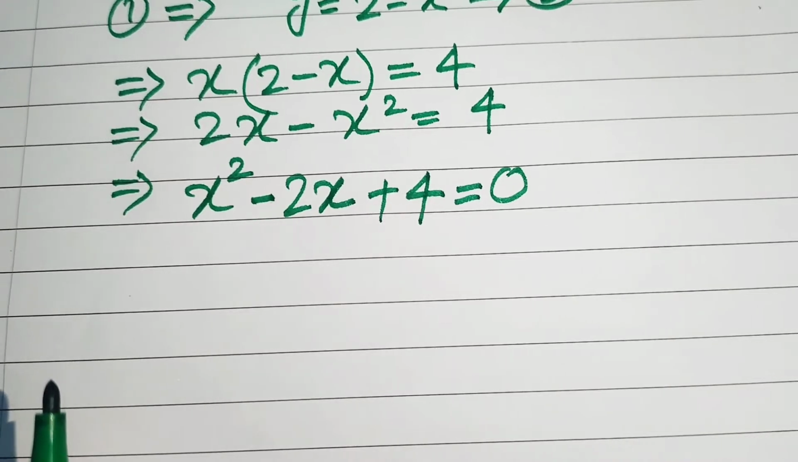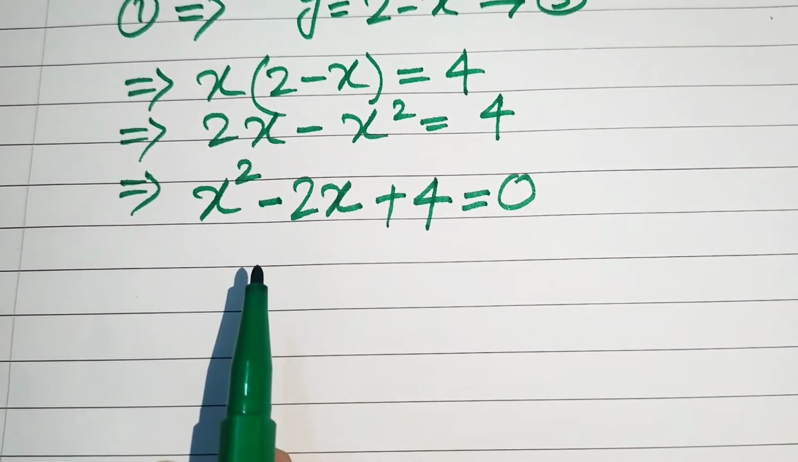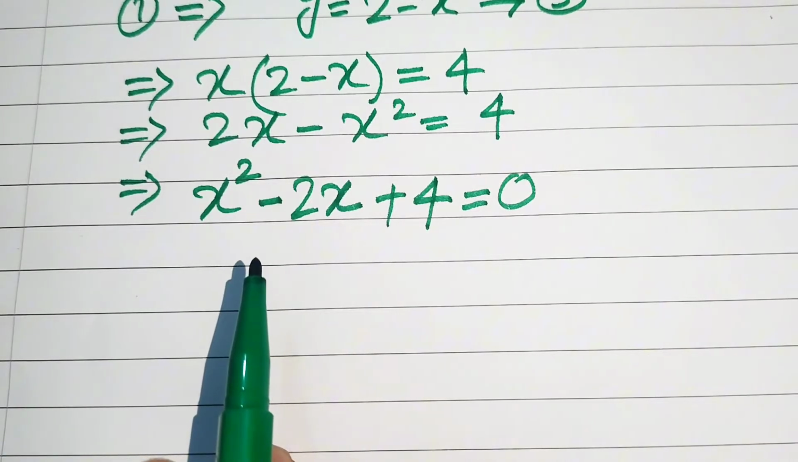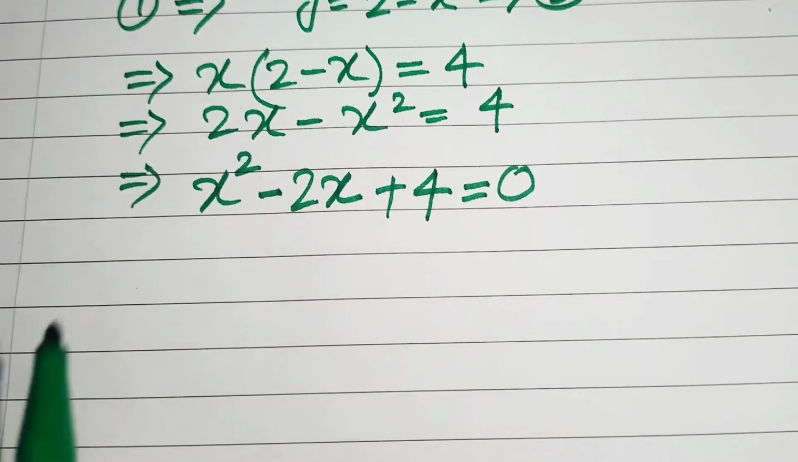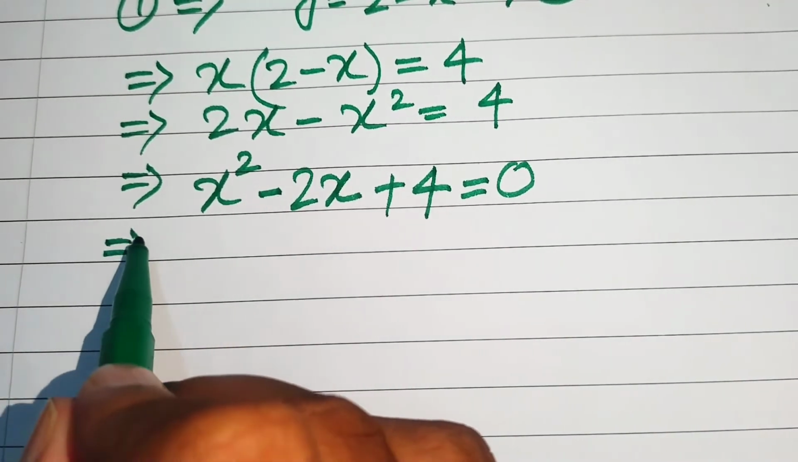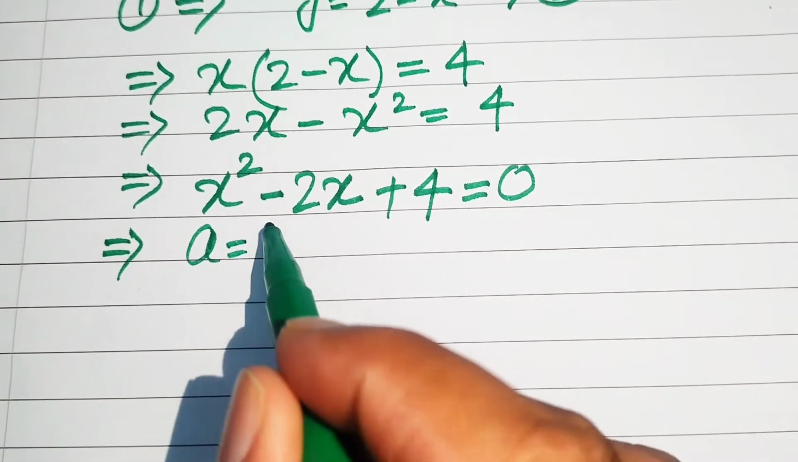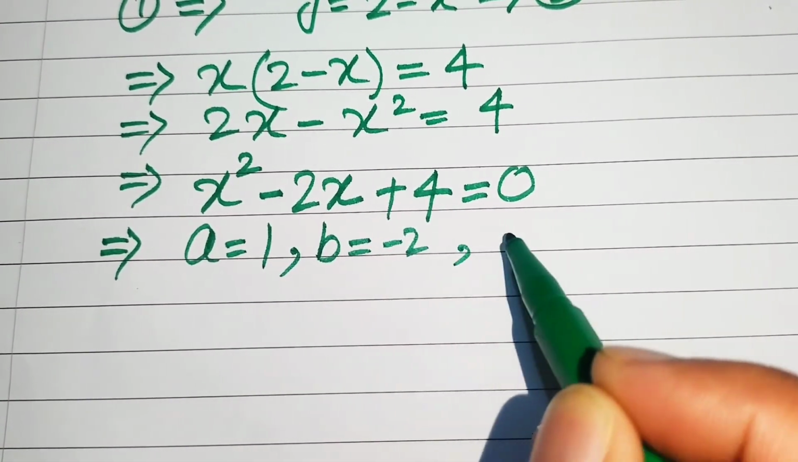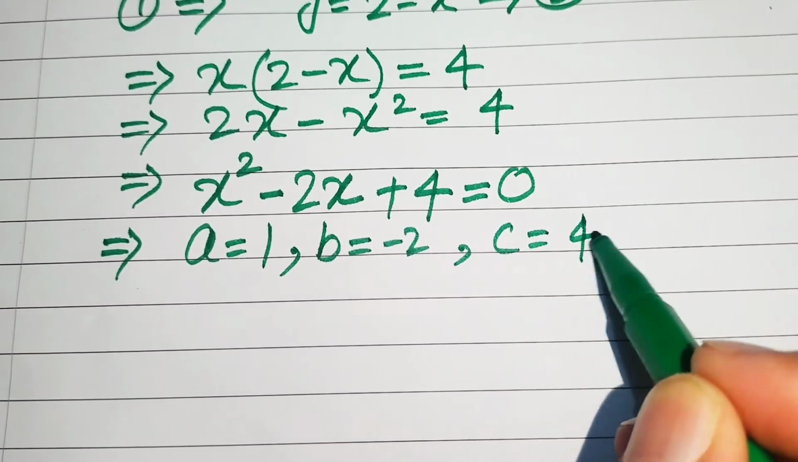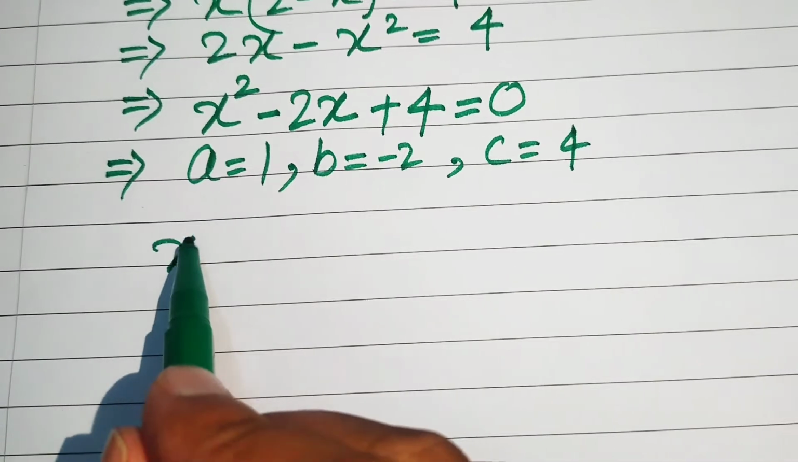So now you see this equation becomes a quadratic form, so here we need to use the quadratic formula in order to solve this quadratic equation. First we write the coefficients of this equation, and its coefficients are a equals 1, b equals minus 2, and c equals 4. So these are the coefficients of the above equation, and we know about the quadratic formula.